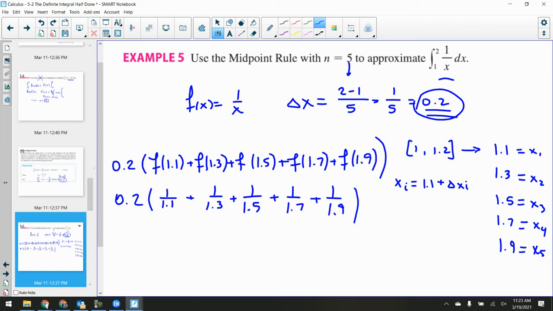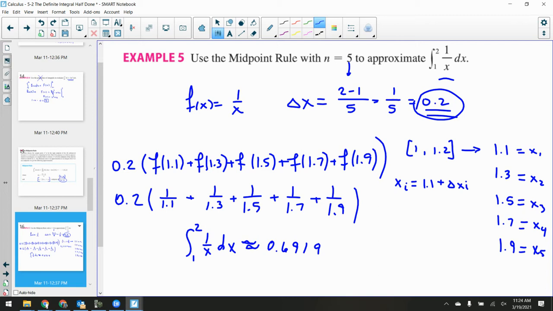All right, now, when I add all those together and then multiply everything by 0.2, I do that in my calculator, I get approximately 0.6919. Right, so that's going from 1 to 2 of 1 over x dx. Okay, that's the integral from 1 to 2, 1 over x dx.